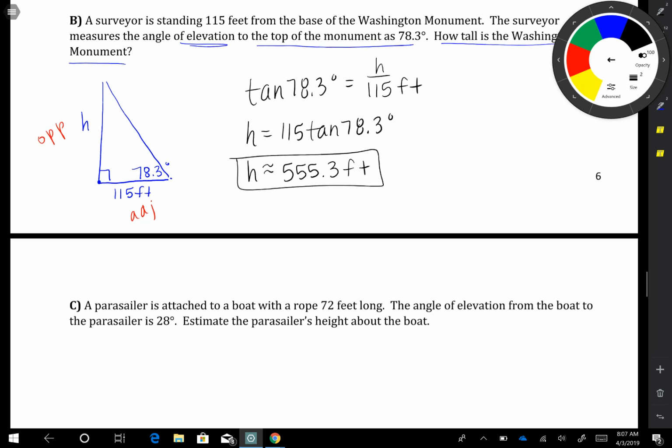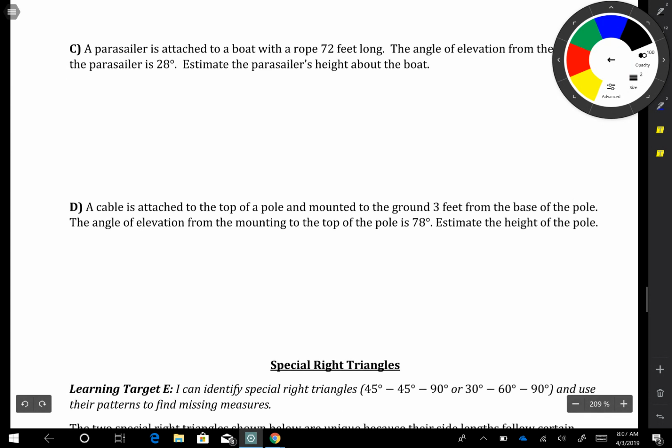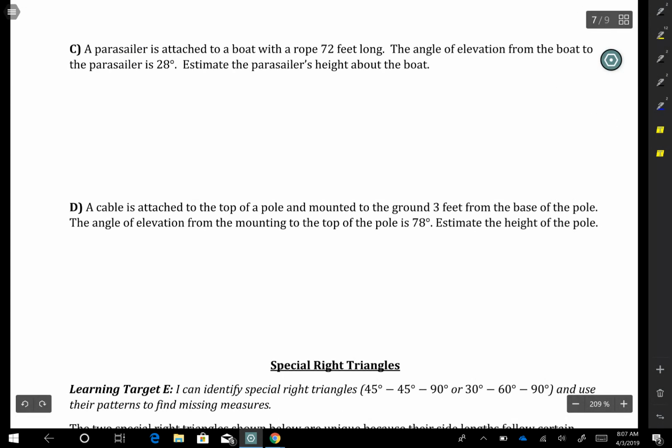Okay, the last one we're going to do in this video is letter C. A parasailer is attached to a boat with a rope 72 feet long. The angle of elevation from the boat to the parasailer is 28 degrees. Estimate the parasailer's height, this should say, above the boat.